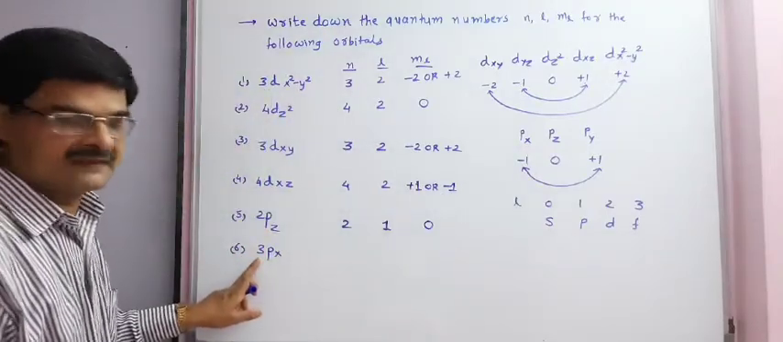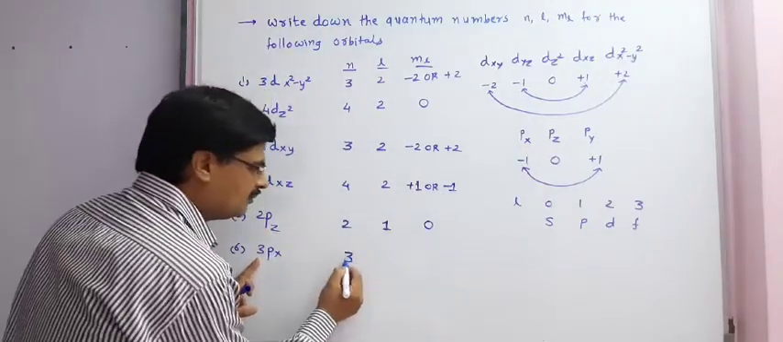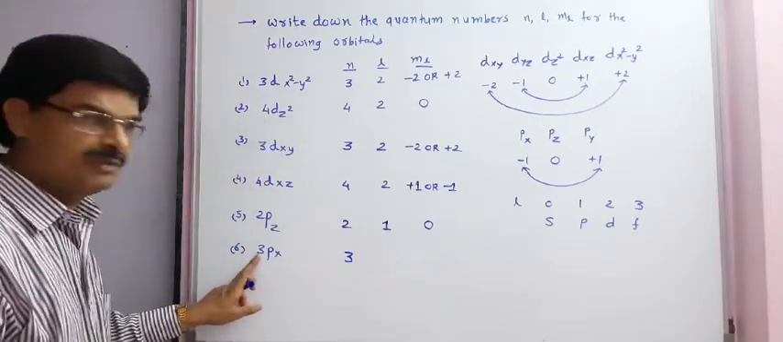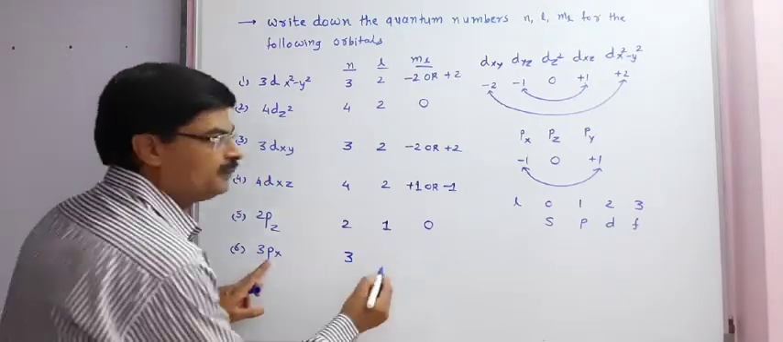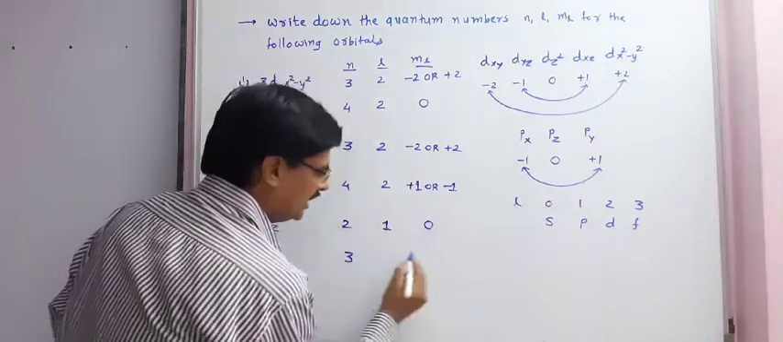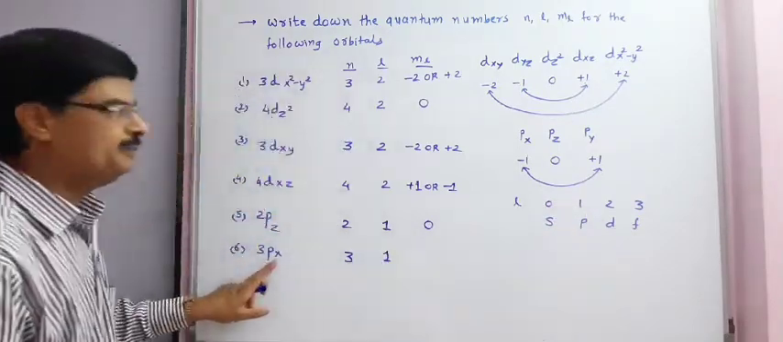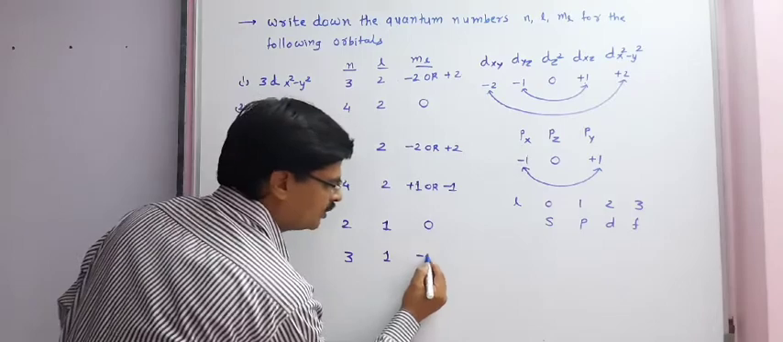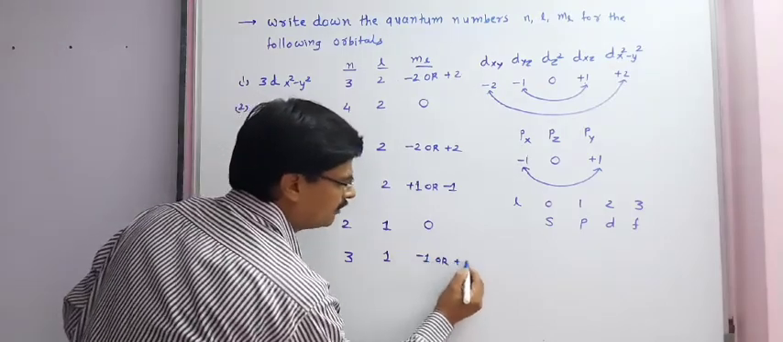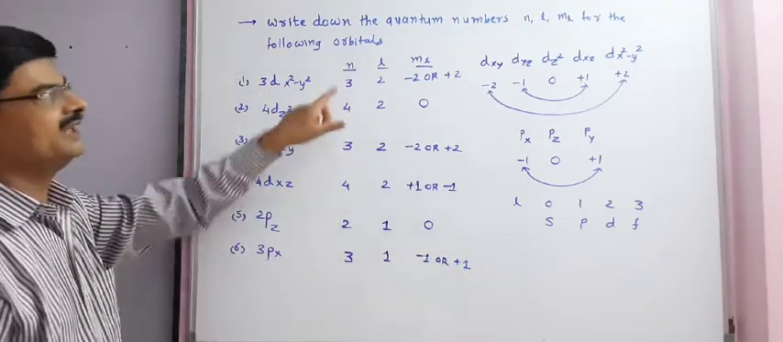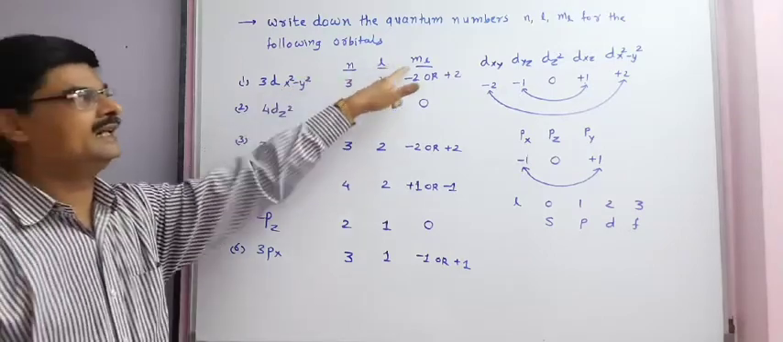Now for 3px, the principal quantum number is equal to 3. Again for the p orbital, the L value is 1. And for px, the ml value is minus 1 or plus 1. So this way we can write the n, L and ml values.